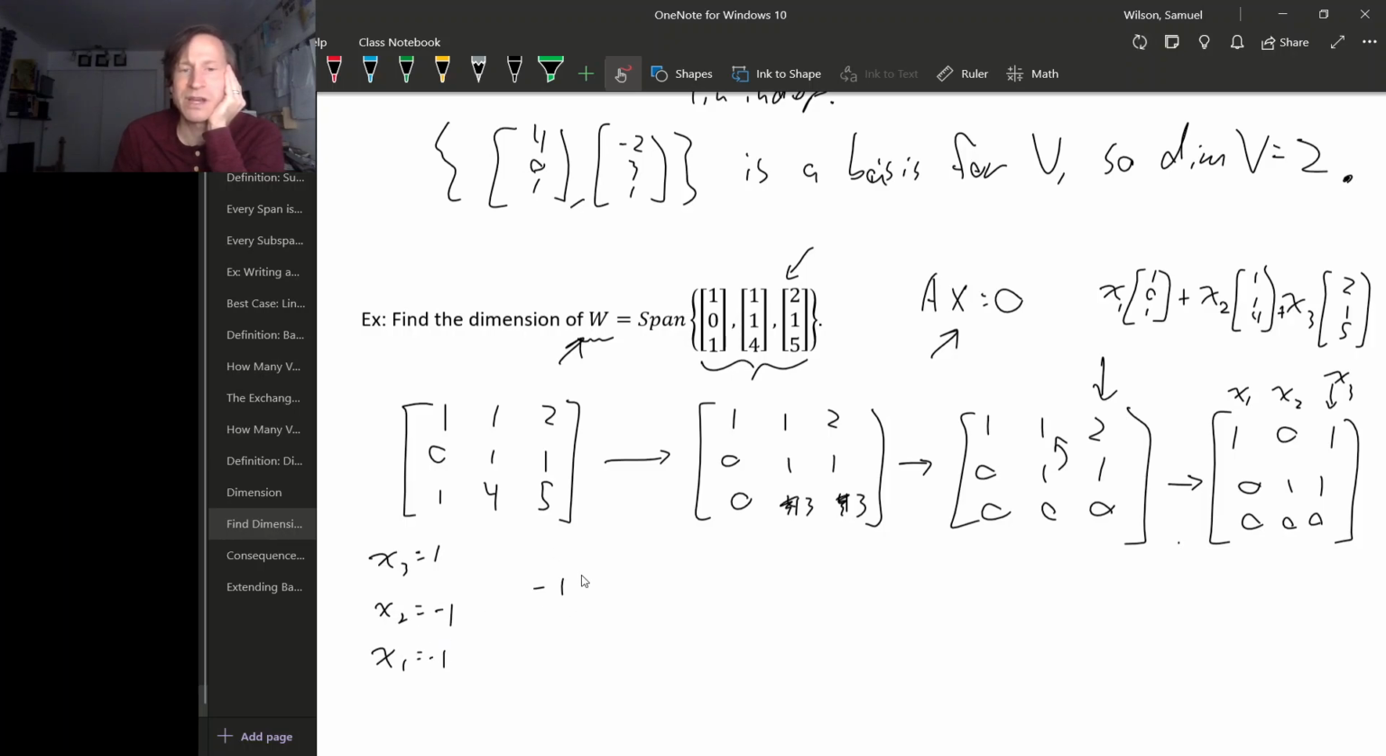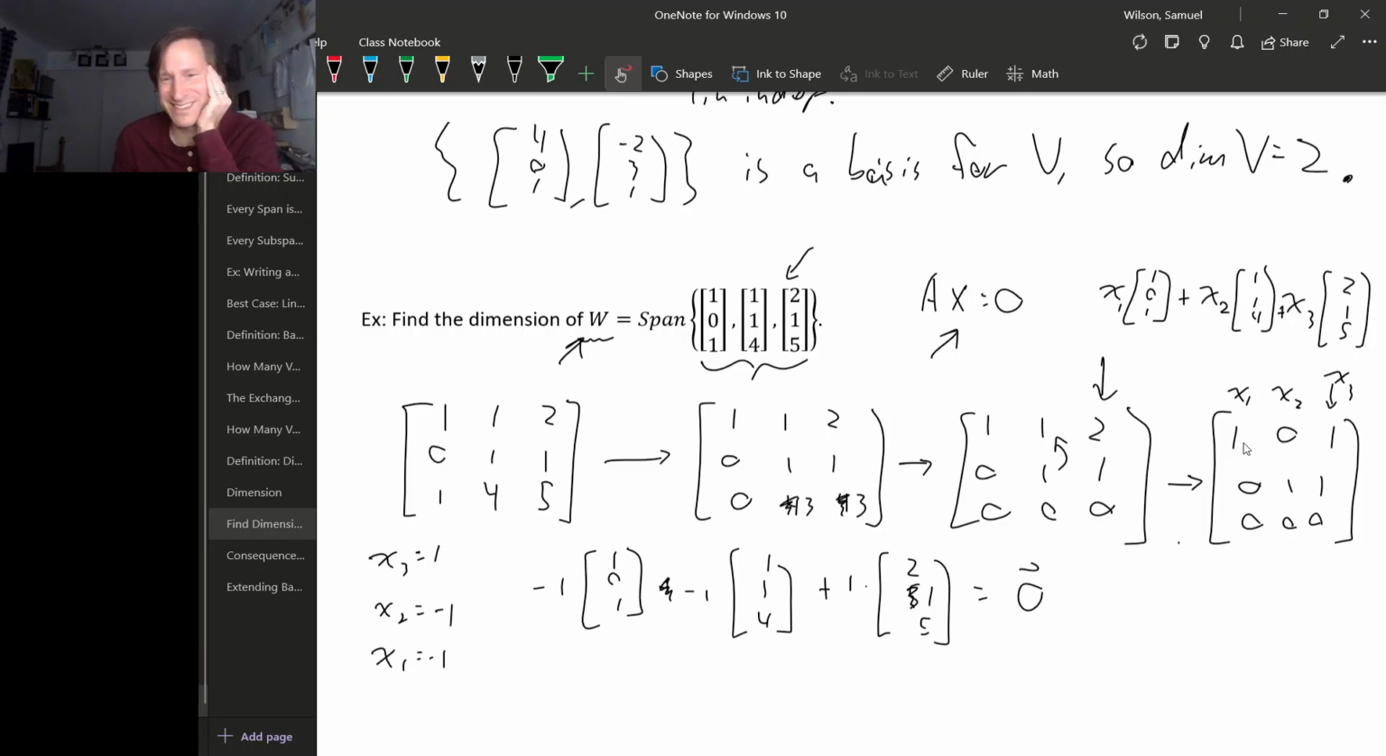So that means minus 1 times (1, 0, 1) minus 1 times (1, 1, 4) plus 1 times (2, 1, 5) is the 0 vector, or should be if we solve this system correctly. And if you check my arithmetic, it does work. So now we can just solve for any one of these vectors.